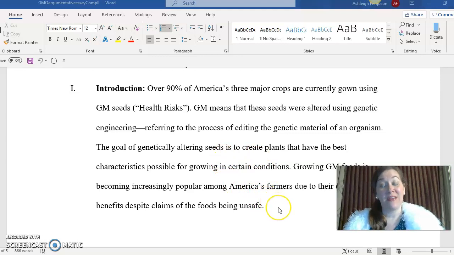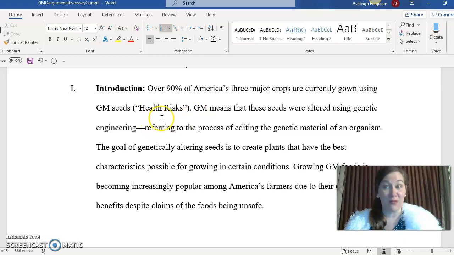And I want you to notice how this student structures his introduction. He opens up with information from his source. Now remember, his essay topic was on genetically modified foods. So this is his introduction. Over 90% of America's three major crops are currently, I think he meant grown. He put gown. So grown using GM seeds. So this was from one of his sources, an article called Health Risk.